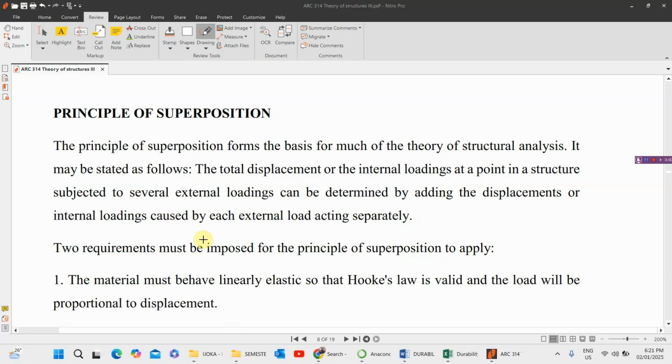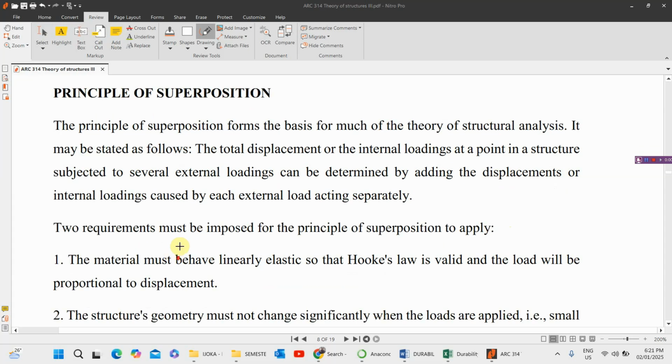That is the summation of forces along the vertical point or summation of forces along the horizontal point, and likewise the summation of moments about a particular point under consideration. So looking at this, there are two requirements that must be imposed on this principle of superposition.